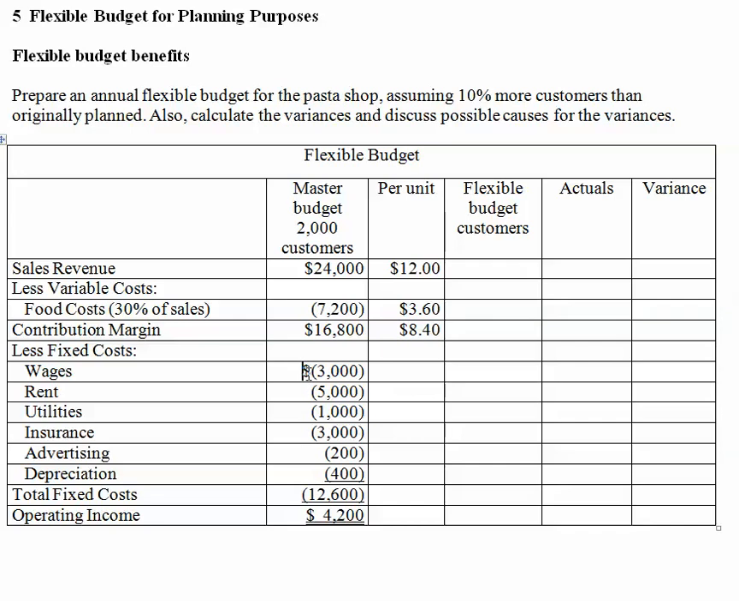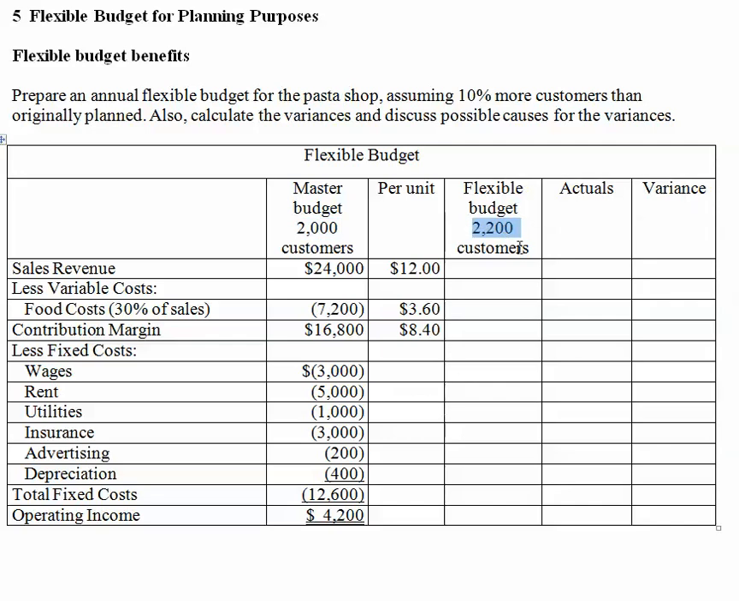Now remember, we're not going to take our fixed costs and put them on a per unit basis because they're not flexible. The total fixed cost is going to be $12,600 no matter what. So when we go to do what's called the flexible budget, let's say what happened in this example is that we ended up having not 2,000 customers as originally planned, but we had 10% more. So 10% more means we had 2,200 customers. In other words, 2,000 times 1.1, or 110%, to get 2,200.